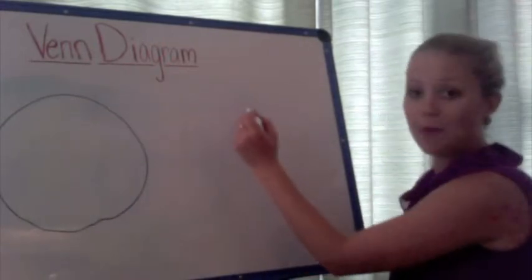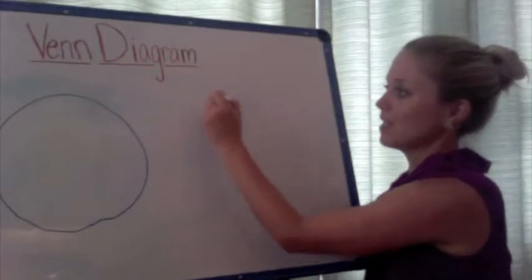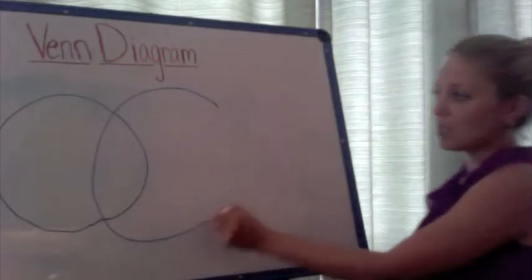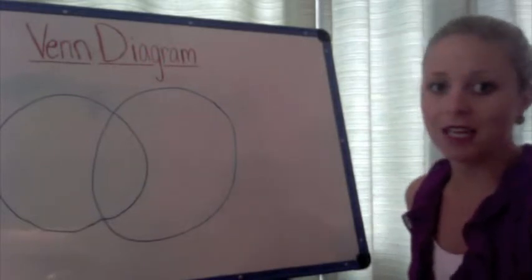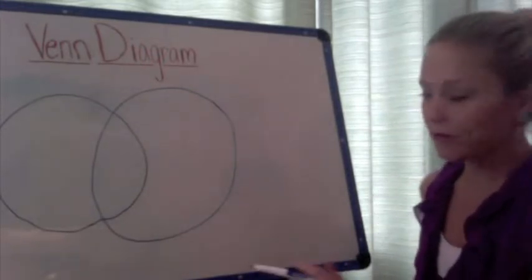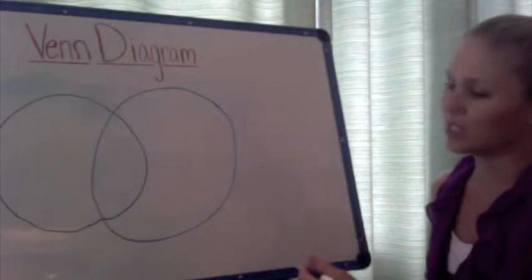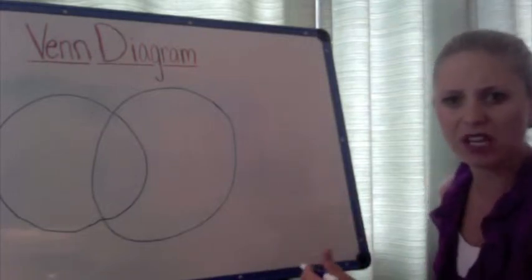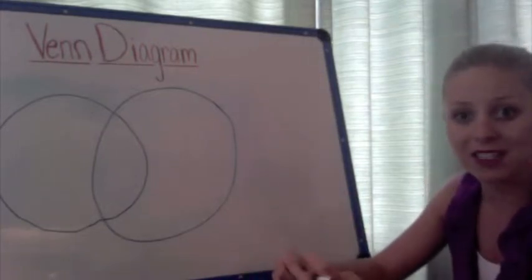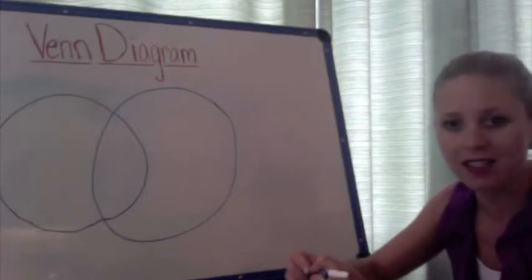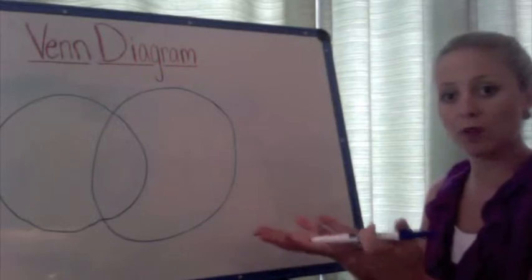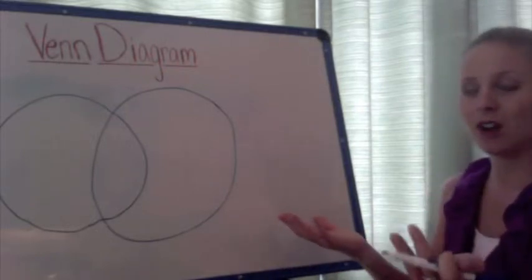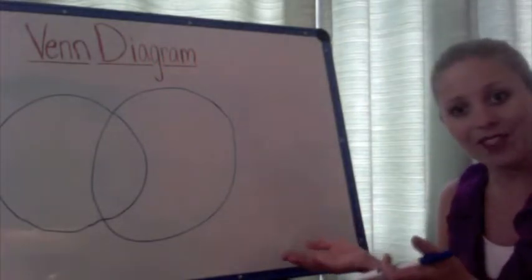And then you make another circle, but this time it's going to overlap just like that. And see, my circles aren't exactly the same, but they'll work. Now, what do we do with these two circles? It's kind of a funny looking thing. What we're going to do is compare things. And we talked about when we compare things, we take two or more different things and we talk about how they're alike and how they're different.